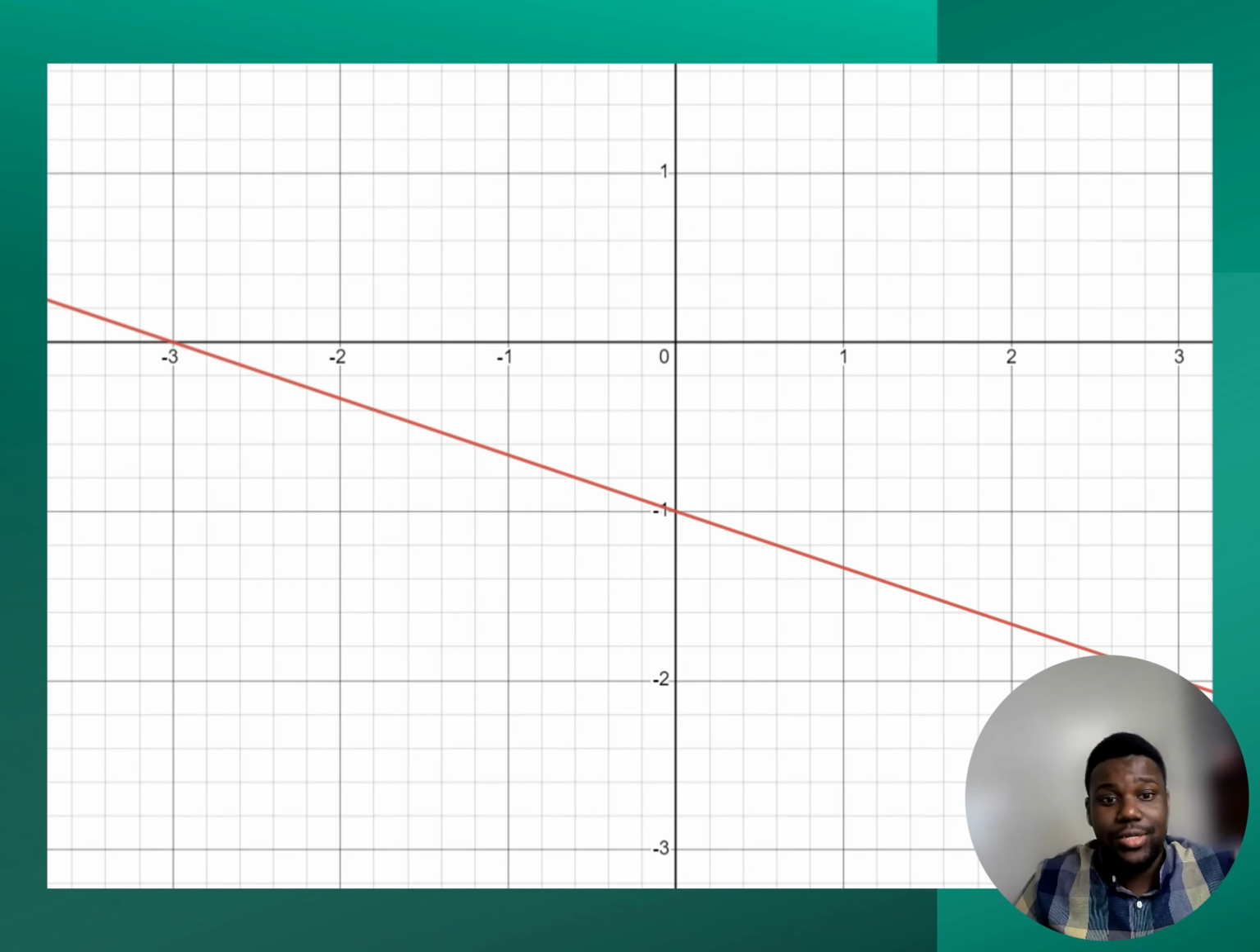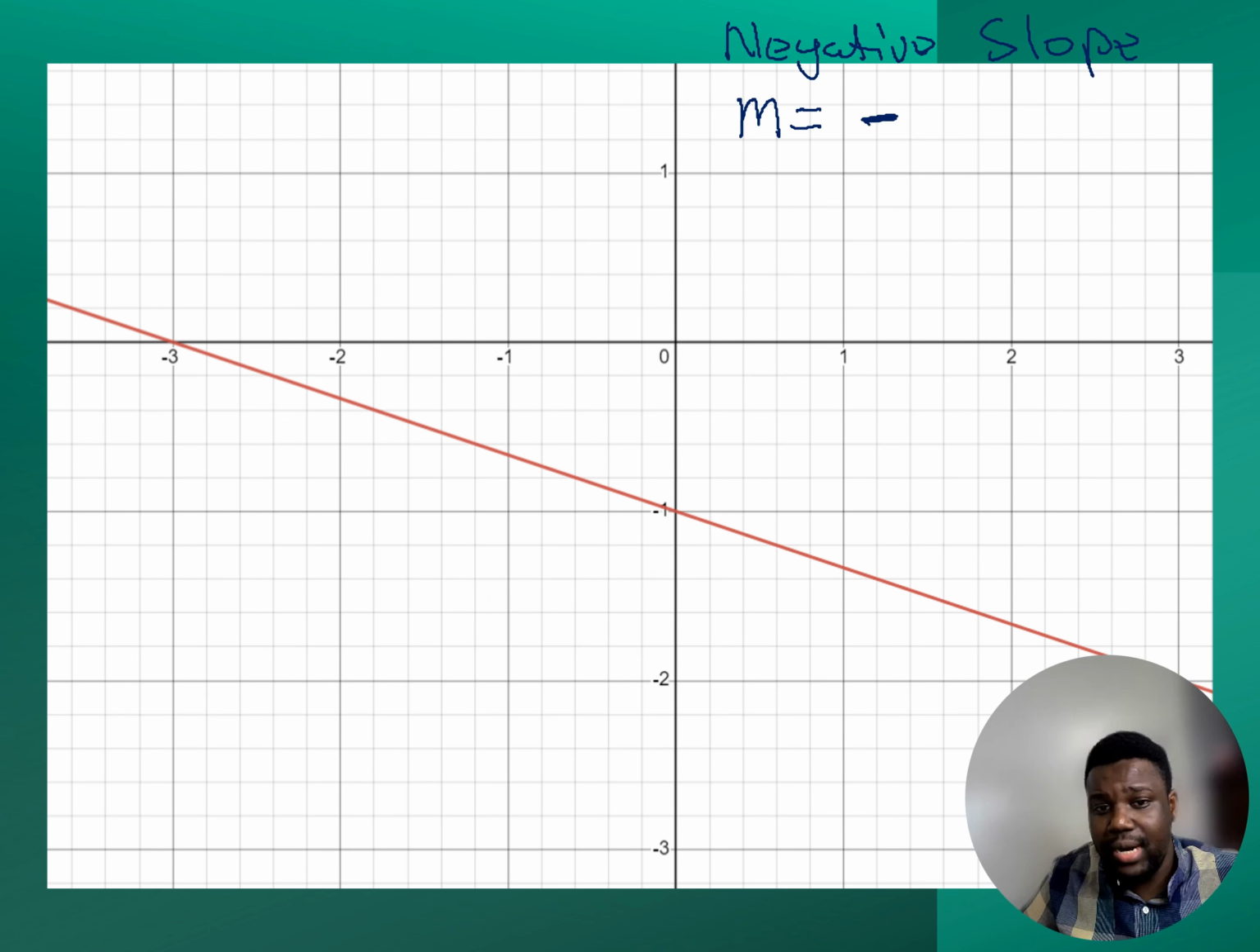So let's look at our second recap example. We have a different graph, and we realize that this one looks different from the previous one. It's going downhill, right? So we're going down. We're looking at the graph from left to right. So this automatically tells us that our slope will be negative. So it's a negative slope. So I'm just going to put a negative sign right there.